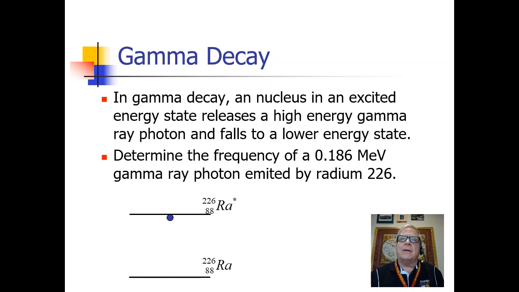a 186.186 mega electron volt gamma ray photon emitted by radium-226. Now, you do have on your formula chart an energy conversion that you can use. You have a Planck's constant given to you in electron volts. So you can use that one to determine what the frequency would be since you're given the energy here. Here is the graphic to show you what's going on here.